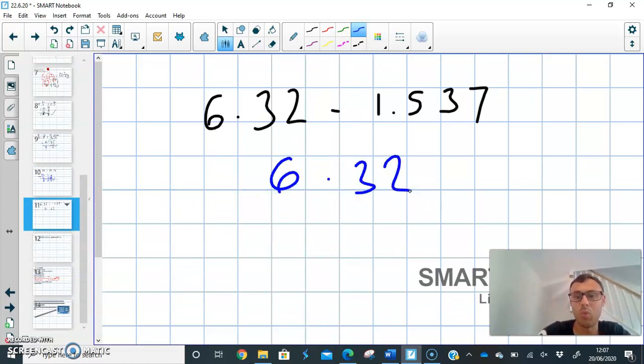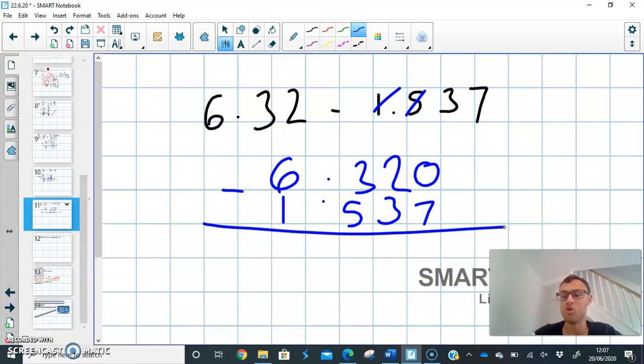And finally, 6.32 take away 1.573. Remember, the decimals need to line up. I've got a 1 and a 5 either side of the decimal, so I've included those. I've now got a 3 there and a 7 there, and I'm going to stick a placeholder in there so that I can do my subtraction. Now, 0 fingers held up, take away 7. I can't do it. I need to exchange.